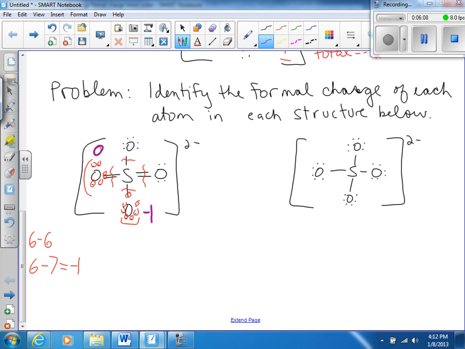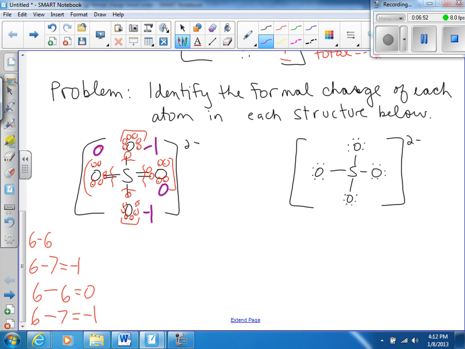This one is 0. Okay, the oxygen over on the right has 1, 2, 3, 4, 5, 6 electrons assigned to it, and oxygen has 6 valence electrons minus 6 electrons assigned to it, formal charge of 0. And now let's look at the oxygen at the top. It's got 1, 2, 3, 4, 5, 6, 7 electrons assigned to it. But oxygen should only have 6 valence electrons, and that one has 7 electrons assigned to it, so the formal charge on that oxygen is -1.